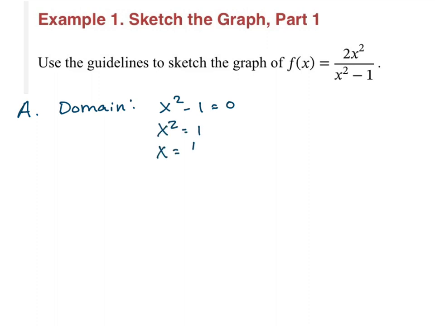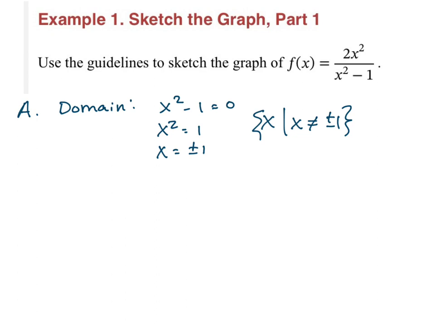So x is plus or minus 1. X is all numbers such that x is not equal to positive or negative 1. This is our domain. X exists everywhere except right there at positive and negative 1. So when we get ready to graph it, we're going to draw what? Could be asymptotes, could be holes, we don't know. But we know that x can't be those numbers.